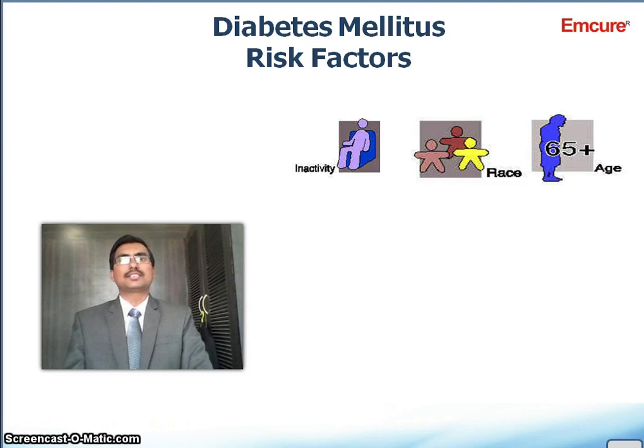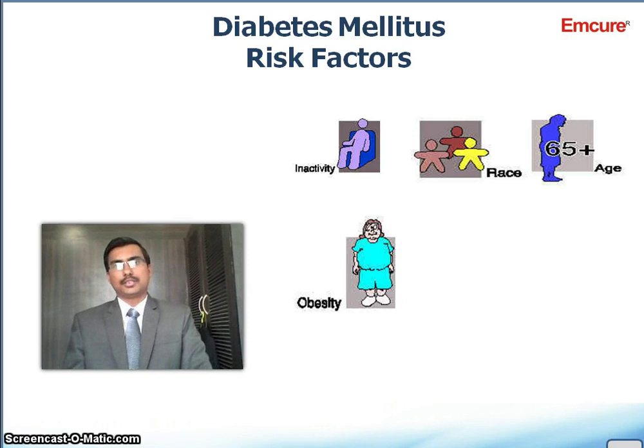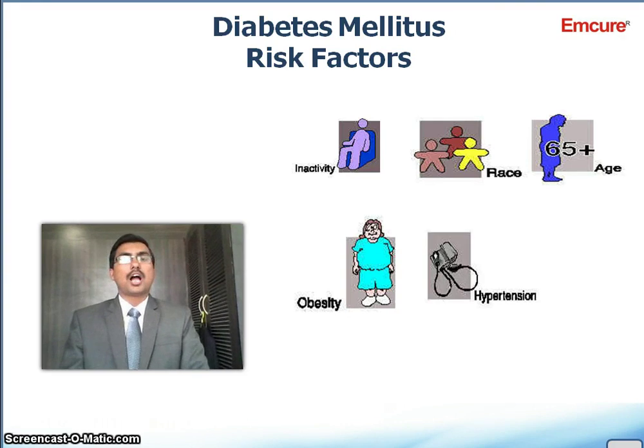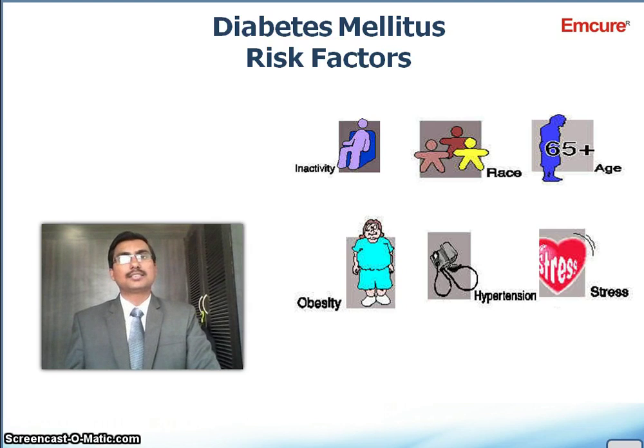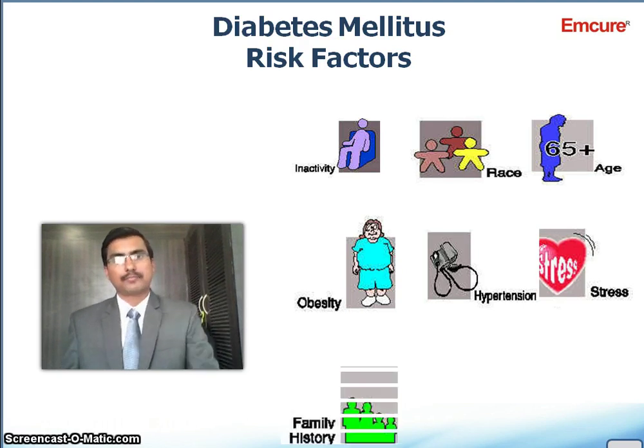Age, if it is more than 65, the person may suffer from diabetes. Obesity, if the BMI, body mass index, is more than 30, the person is more prone to suffer from diabetes. Hypertension, high blood pressure, is another very important risk factor of diabetes. Nowadays, because of the lifestyle changes, stress has also increased in our life, and it has been seen that as the stress level increases, the chances of diabetes mellitus also increases.